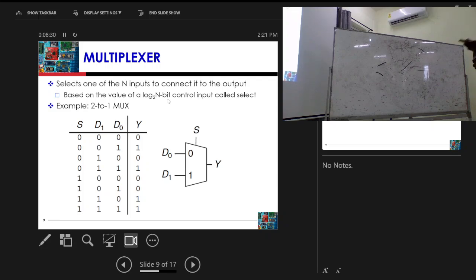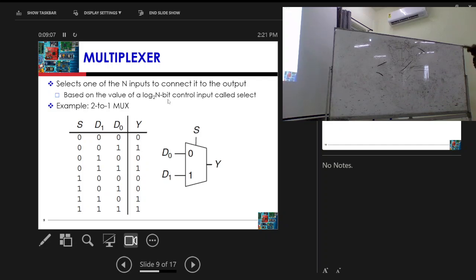Look on the phone. If S is 0, what happens to the output? Look at it very well. There's a pattern. There's always a pattern in digital systems, always a pattern. And then there's always a kind of relationship between the inputs and then the output. Right? So when S is 0, what happens to the output? You see that the output is 0, 1, 0, 1, right? What is 0, 1, 0, 1? D0. Have you seen it? So 0, 1, 0, 1.